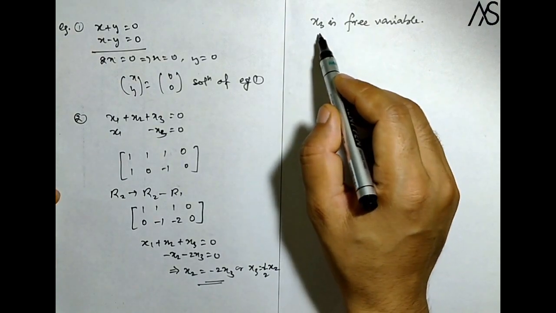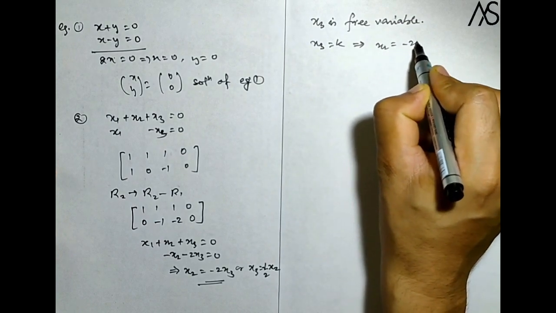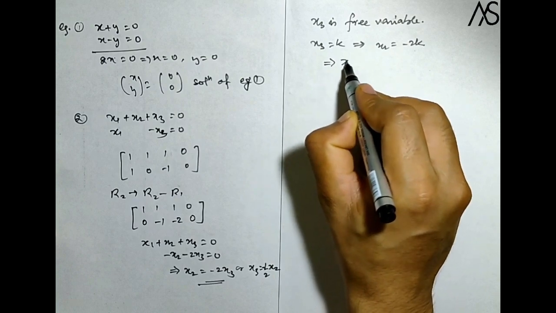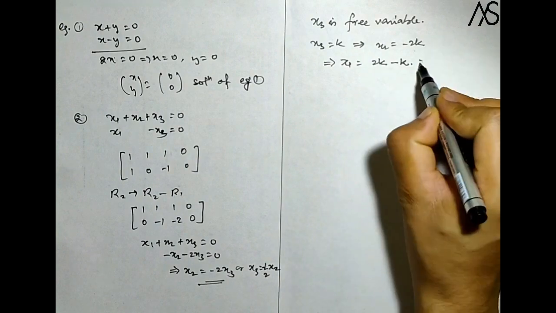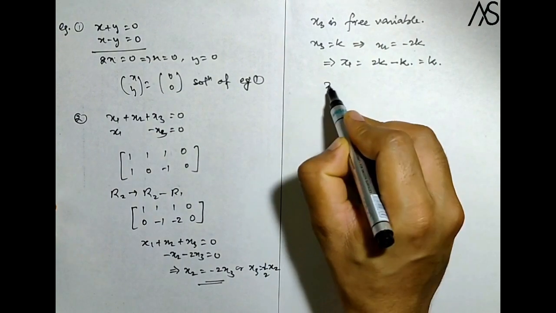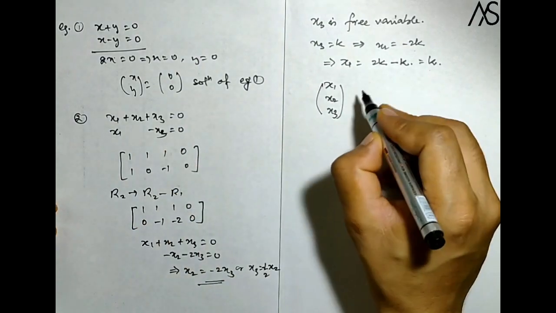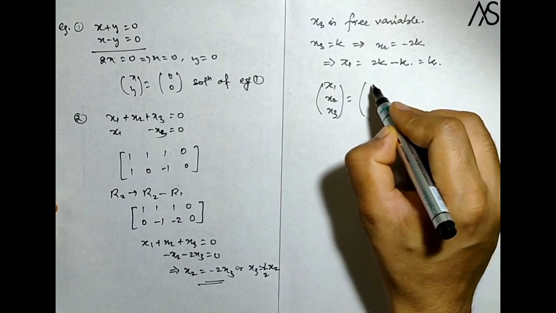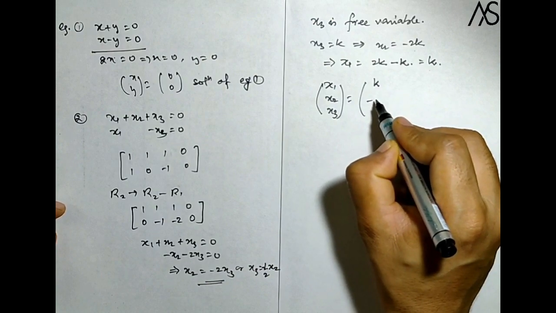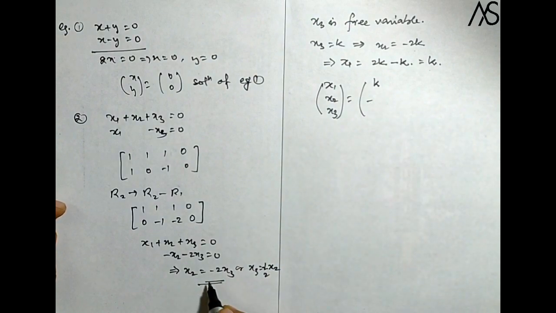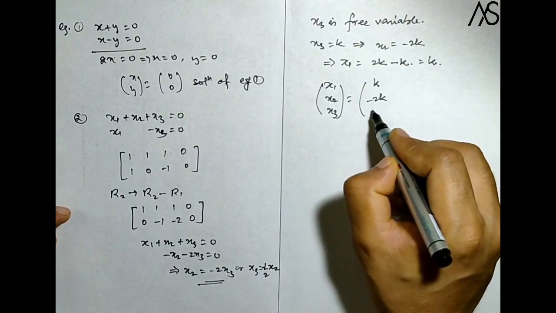So for each value of x3, suppose x3 equals to k, we get x2 equals to minus 2k, and it implies x1 equals to 2k minus k, which is again k. So the solution of the system (x1, x2, x3) is equal to: value of x1 is k, value of x2 is minus 2k, and x3 is k.